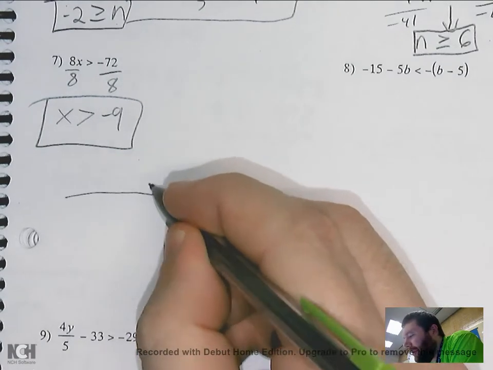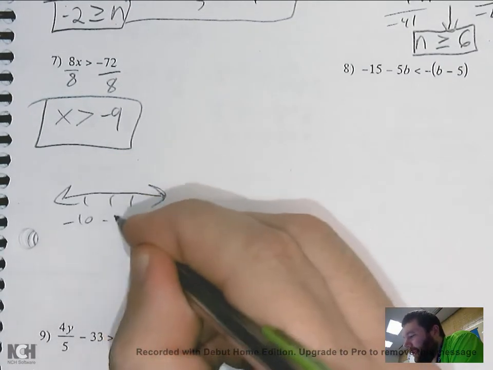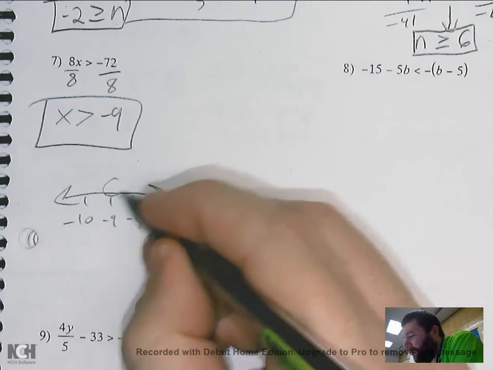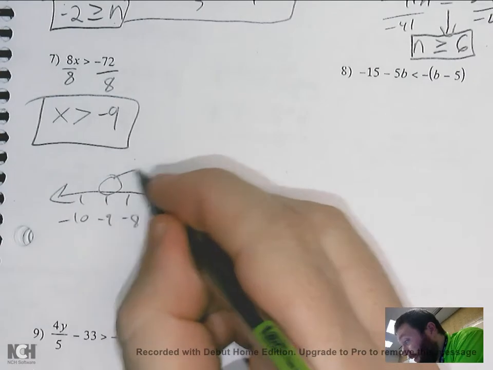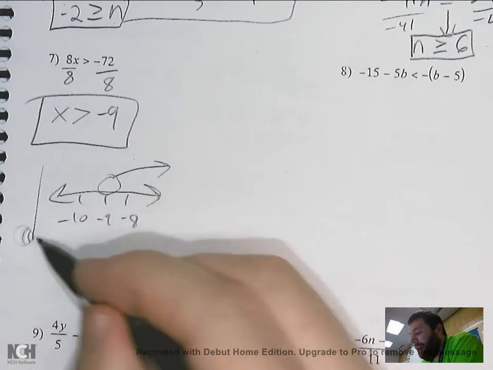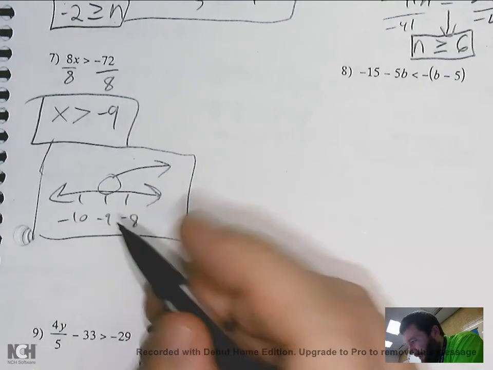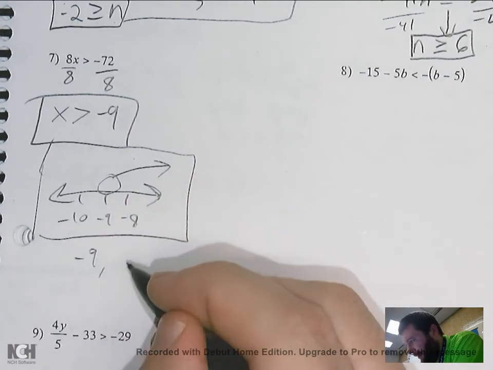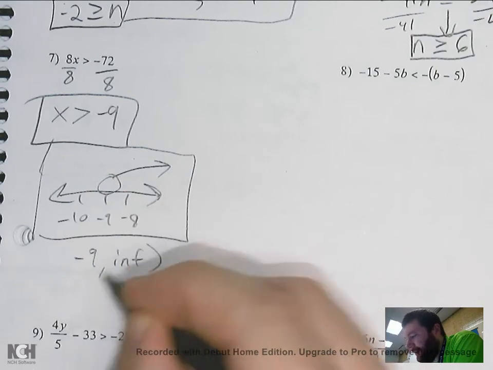So then we do our number line. Negative 10, negative 9, negative 8. It's going to be an open circle, and it's eating the variable. So again, it's going to go to the right. And there's another answer there. And then we do our interval notation. Least number is negative 9. Greatest number is infinity. And in parentheses on both.